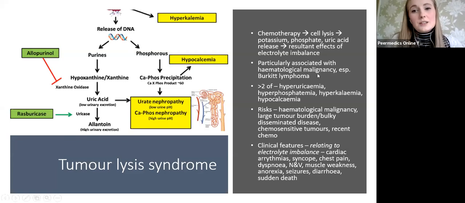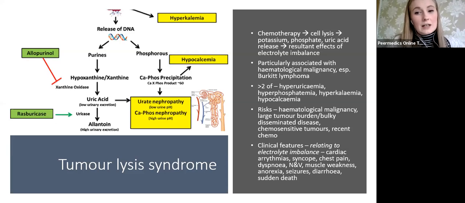What you tend to have is you get a patient that's initiated on chemotherapy, it causes cell lysis, and then they get this release of potassium, phosphate, uric acid, and then they get this electrolyte imbalance that has all the resultant effects, whether that be seizures, syncope, arrhythmias, dyspnea, whatever it is. It's not great and it needs treating pretty quickly. And it is one of your oncological emergencies. So we particularly associate it with hematological malignancy, especially Burkitt lymphoma.